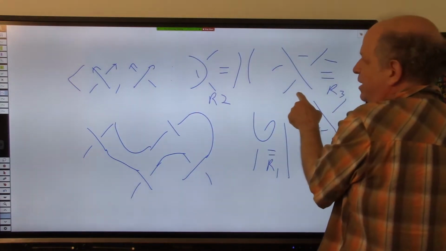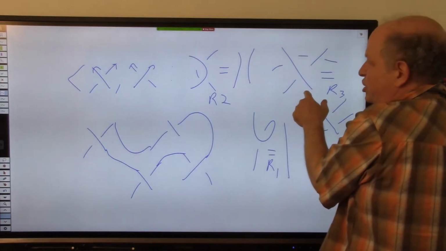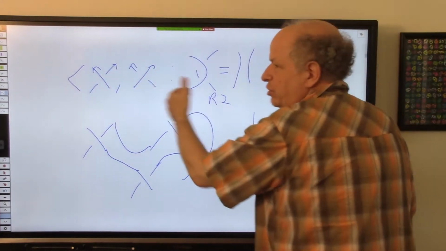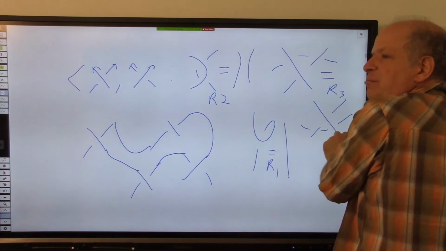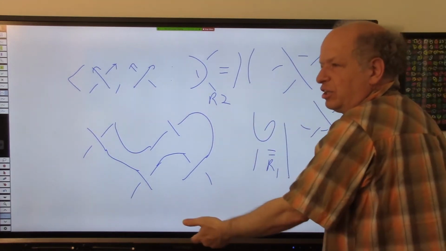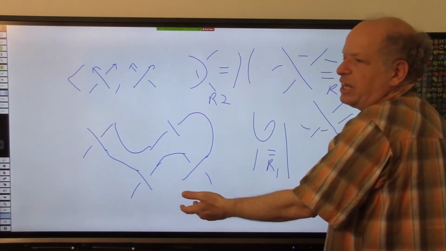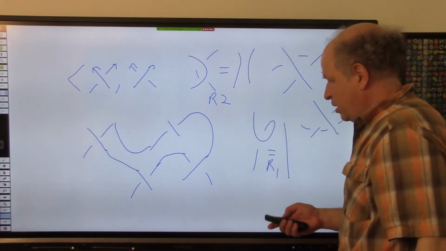The left-hand side of Reidemeister 3 says that if you take 3 generators and contract them in a certain way, you get the same 3 generators contracted in a different way. So that's a relation. Okay?